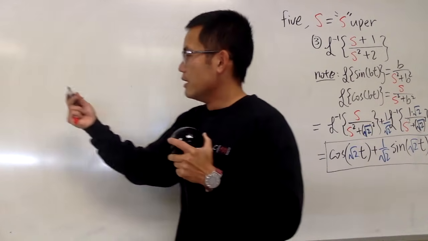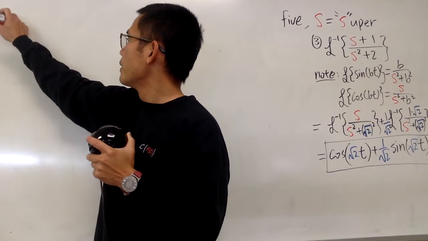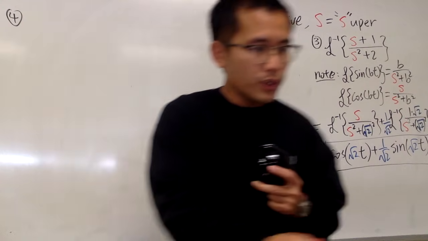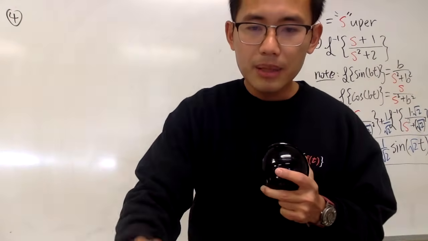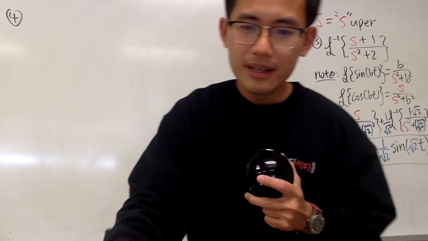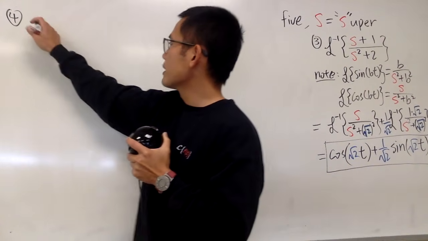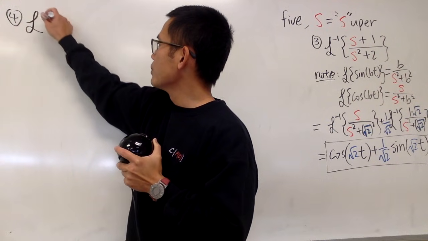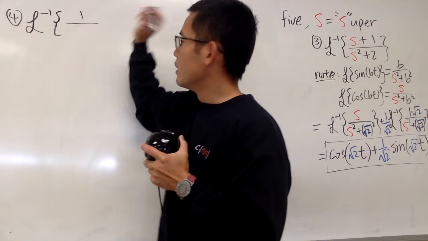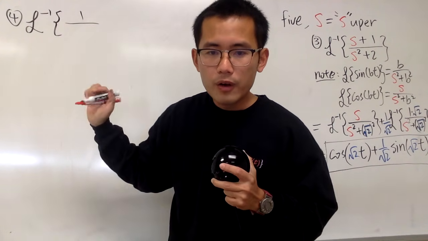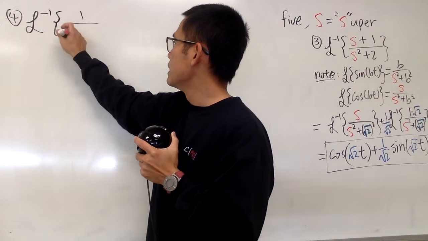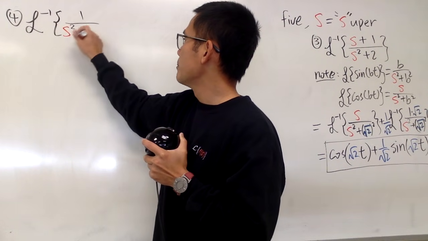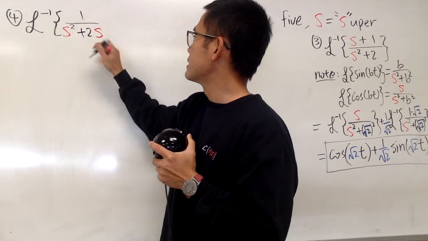Yeah. So here is number 4. Here we have inverse Laplace of this and that. And again, let me know how you guys are doing. Hopefully everybody is doing well. All right, here we have 1 over s squared plus 2s.